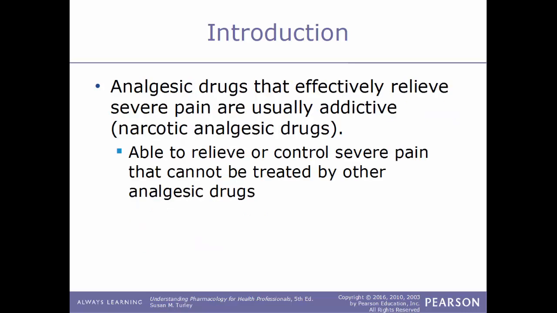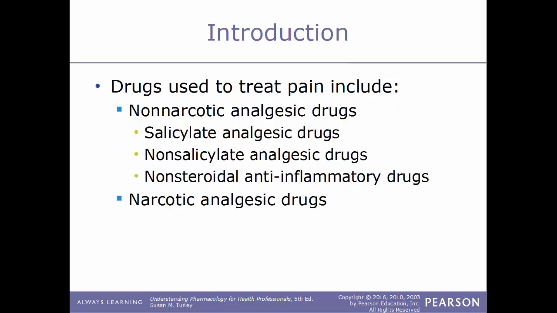Now, analgesic drugs that effectively relieve severe pain are usually addictive. Those are usually narcotics. And these are used to relieve or control severe pain that can't be treated by other types of analgesic drugs. There are various types of drugs that are used to treat pain: non-narcotics and narcotic analgesics. When it comes to the non-narcotic drugs, there are three main categories we'll talk about: salicylate analgesic drugs, non-salicylate analgesic drugs, and the NSAIDs, the nonsteroidal anti-inflammatory drugs.